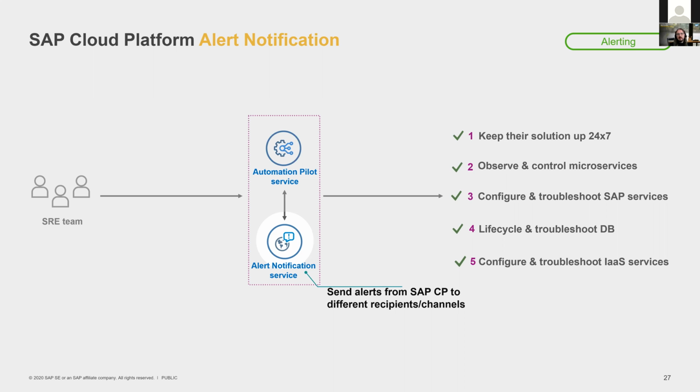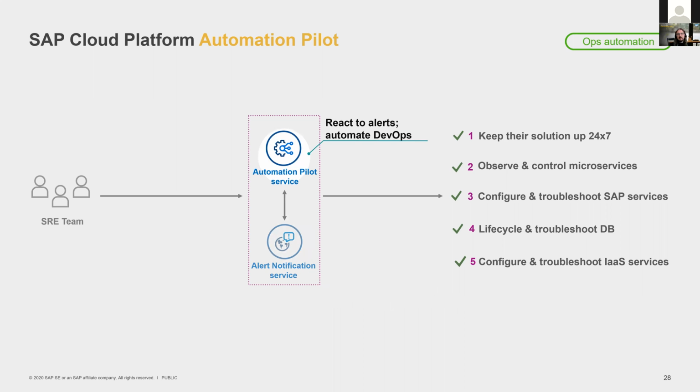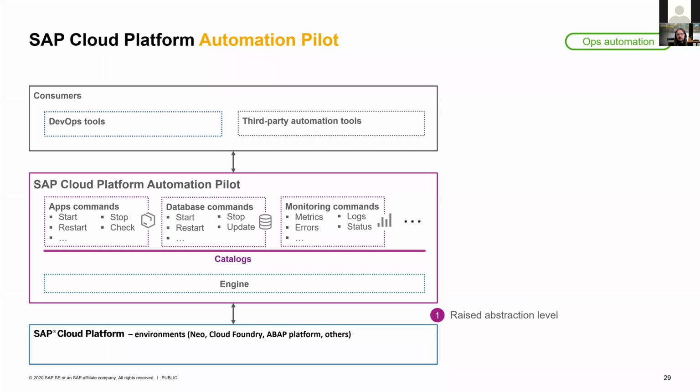The services are already available there. The other offering just came up recently. That's the automation pilot service, which allows you to react on alerts and to automate recurring DevOps tasks there. What it does offer, first of all, is raising the abstraction level towards the technical parts of the SAP Cloud Platform, where you can easily automate commands without actually having to code them. The heart of that is the catalogs along different task categories, like daily operations, alert remediation, or lifecycle management tasks.